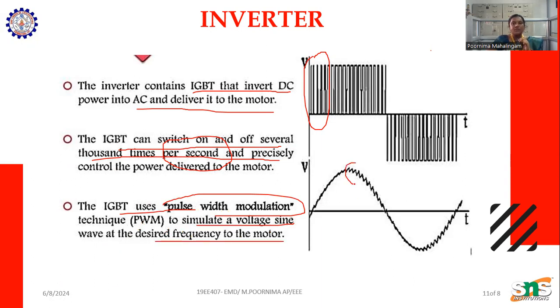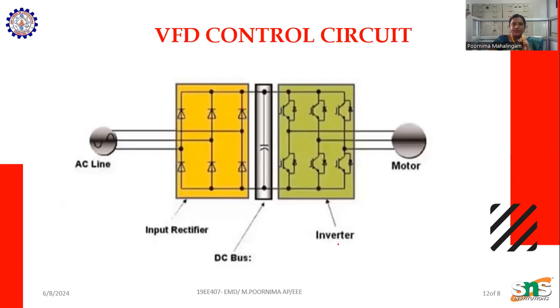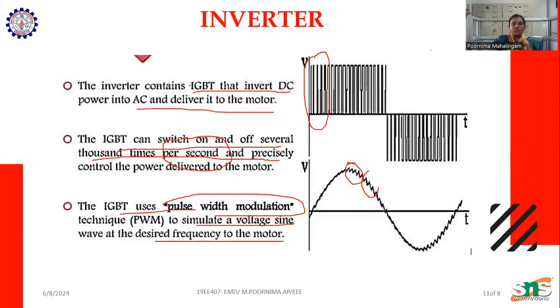Here we are using the pulse width modulation technique. We have seen many techniques, such as the square wave technique, but pulse width modulation is an efficient technique which is mostly used in converting DC to AC in the inverter process.